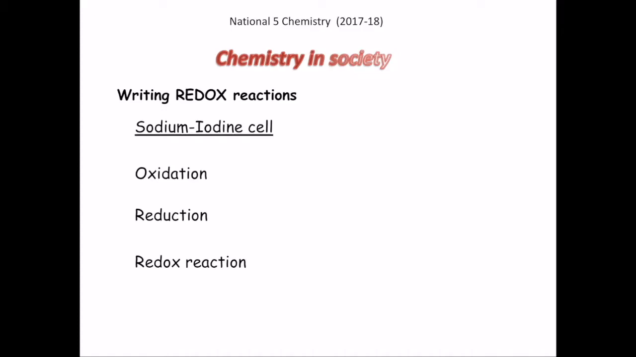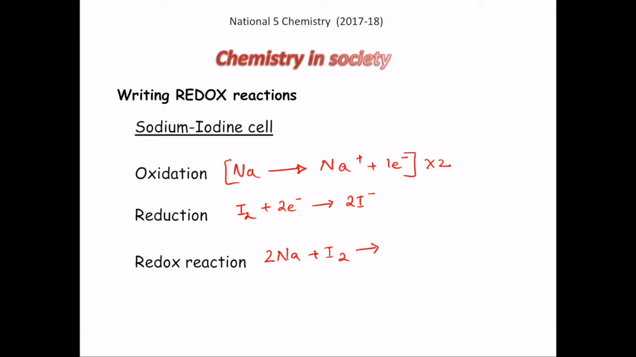Next is the sodium iodine cell, in which one is a metal and the other is a non-metal. So sodium will undergo oxidation, and iodine will accept electrons. In this case, to balance, you can multiply by 2, and here you have 2Na plus I2 giving you 2NaI. So this will be the complete redox reaction.